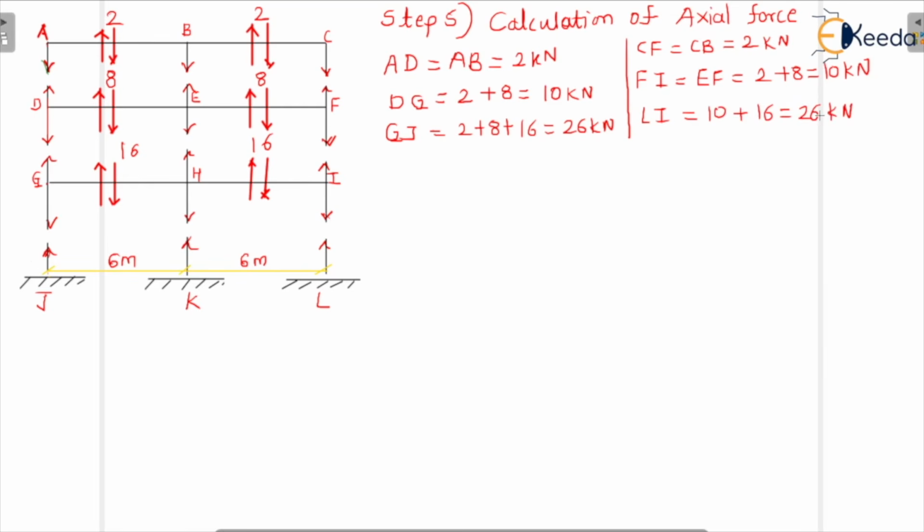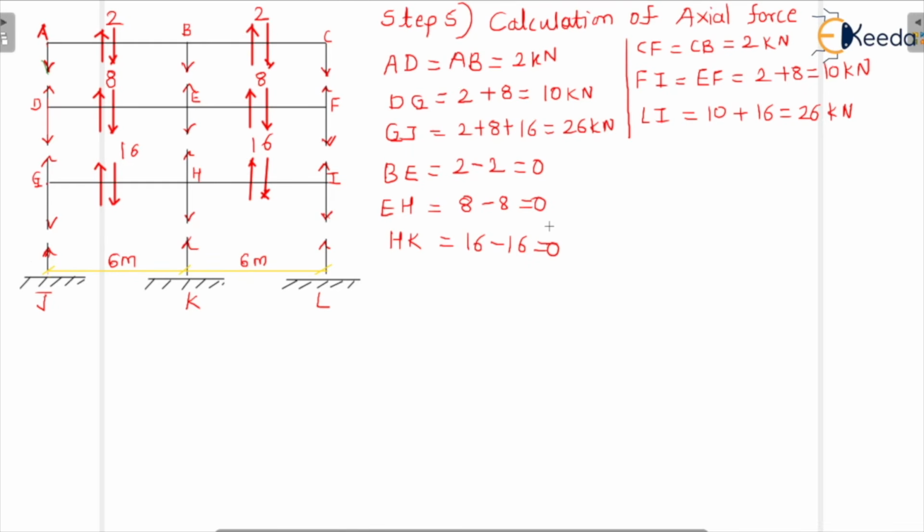Okay students, now the middle members. Middle members are BE, EH and HK. How much will be the force over here? For interior we need to subtract. So the total force here, 2 minus 2, we will subtract the same force. So 2 minus 2 is 0, and at EH again it will be 8 minus 8, it will be 0, and HK will also be 16 minus 16, 0. So there won't be any axial force in the interior members BE, EH and HK. Okay, so this is all the calculations. Step number 5 we have completed.